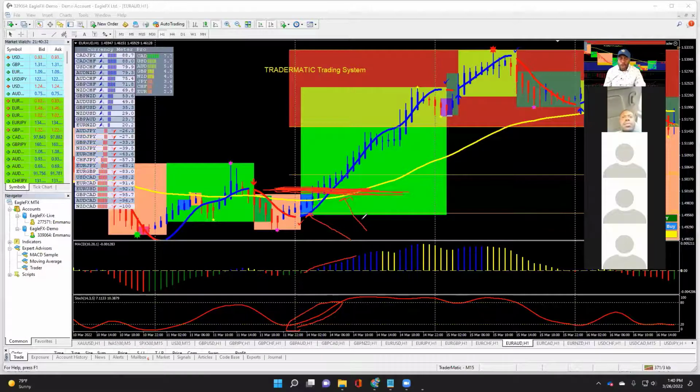So where will you put your stop loss? Anybody? Below the bearish box. Below where? The bearish box. This one here? Yeah. Okay, good. So this can come over here. Yes. So your stop loss will come below right there.